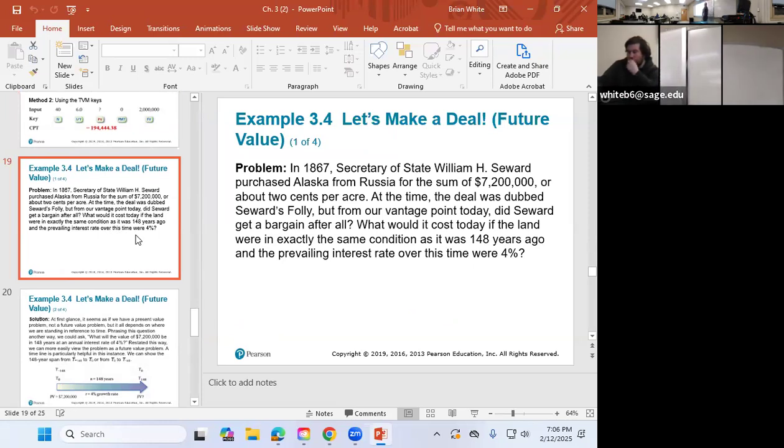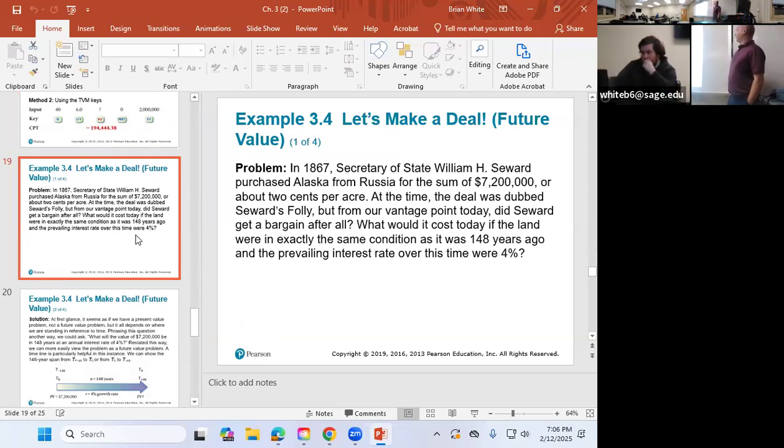Very relevant to today. In 1867, Secretary of State William H. Seward purchased Alaska from Russia for the sum of $7.2 million, or about 2 cents per acre. At the time, the deal was dubbed Seward's Folly, but from our vantage point today, Seward got a bargain after all. What would it cost today if the land were exactly in the same condition as it was 148 years ago? And the prevailing interest rate was 4%.